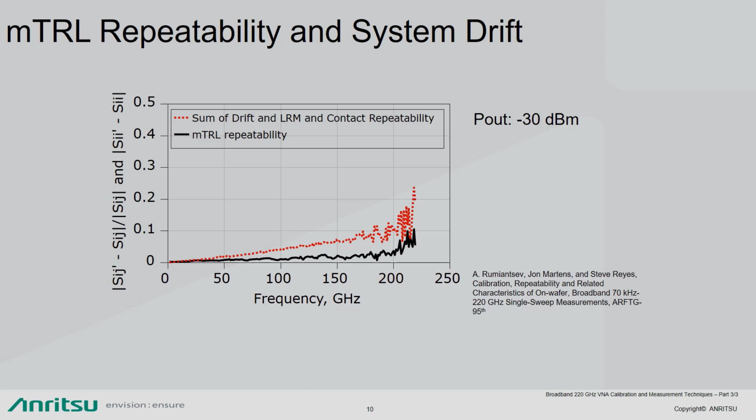The increase in the error-bound spread above 200 GHz is primarily due to the degrading signal-to-noise ratio. We perform these calibrations and measurements at a relatively low output power, minus 30 dBm at the flange reference, that corresponds to about minus 35 dBm at the probe tip at 220 GHz. Such a power level might be needed for the characterization of advanced active devices. That is why this measurement was intended to explore the boundaries of possible device characterizations.